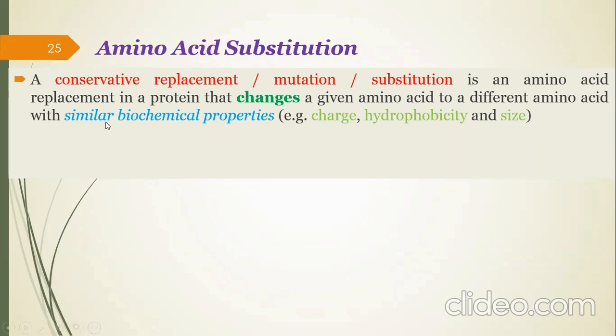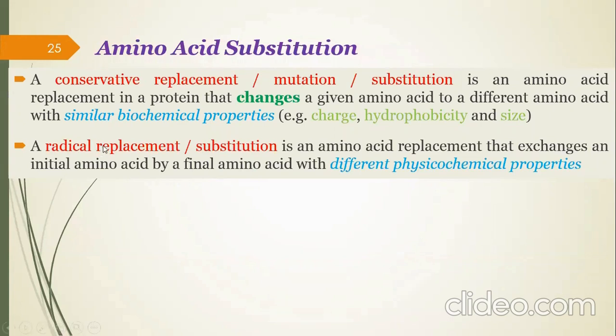So similarity means they have similar biochemical properties. In a conservative replacement, amino acids with the same biochemical properties occur. But a radical replacement, a substitution in an amino acid, is an amino acid replacement that exchanges an initial amino acid for a final amino acid with different physiochemical properties. So if the amino acid has different properties, that will be a radical replacement.